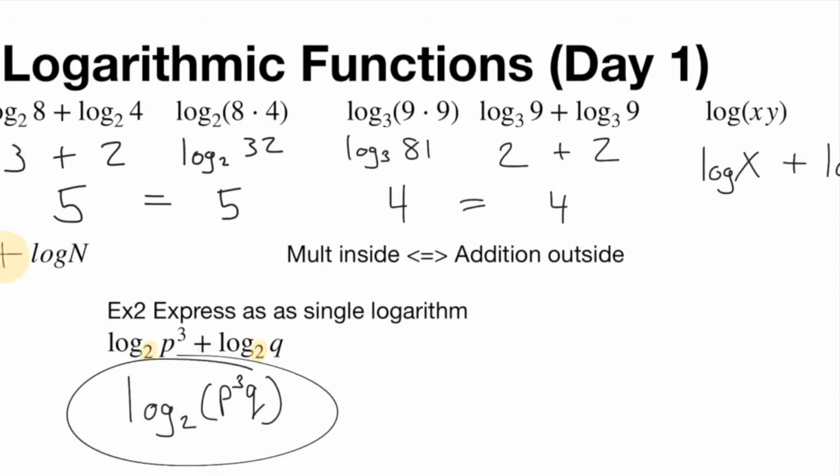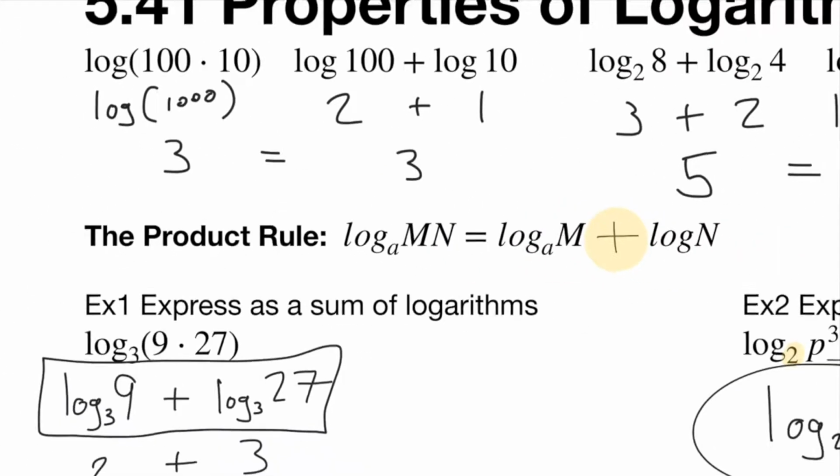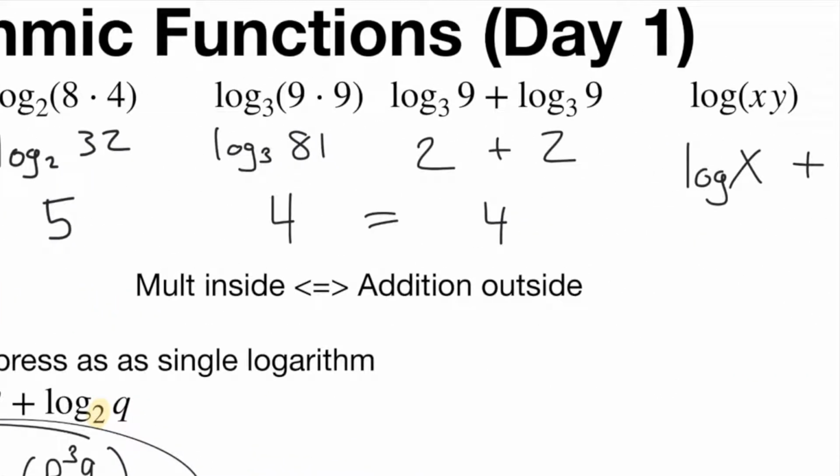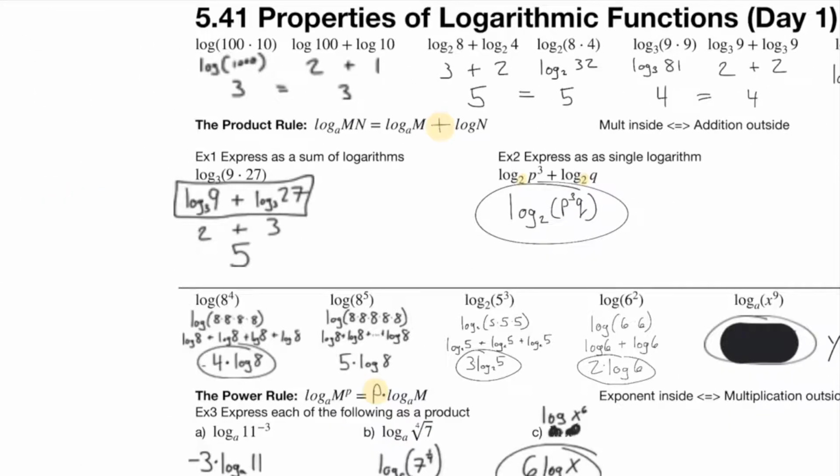In general, you could say something that we call the product rule: log base any base a of m times n, multiplication in the middle, will equal log base a of m plus log base a of n. Multiplication on the inside, addition on the outside.